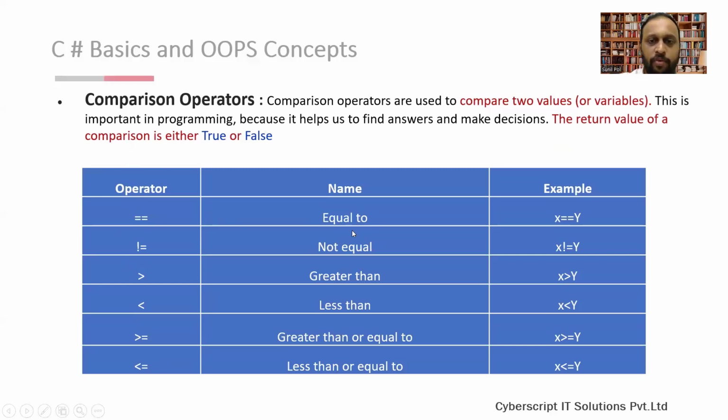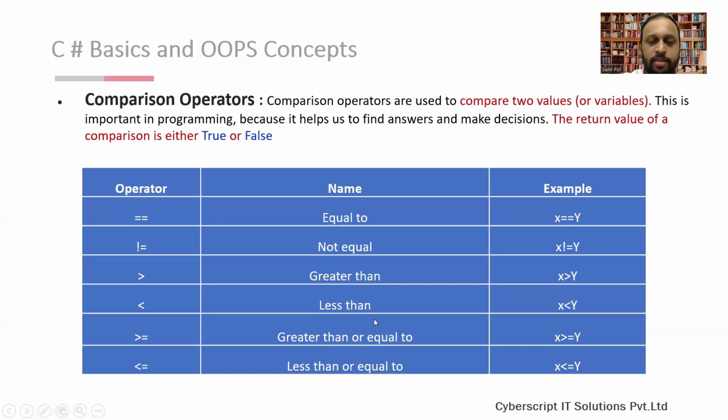So first one is equal to operator, and this is the syntax for it. So x is equal to y. So it will return either true or false. So the next one is not equal to operator, and the syntax is x not equal to y. The next one is greater than, less than, and greater than or equal to. So x is greater than or equal to y. This is the syntax in C#. So the next one is less than or equal to.